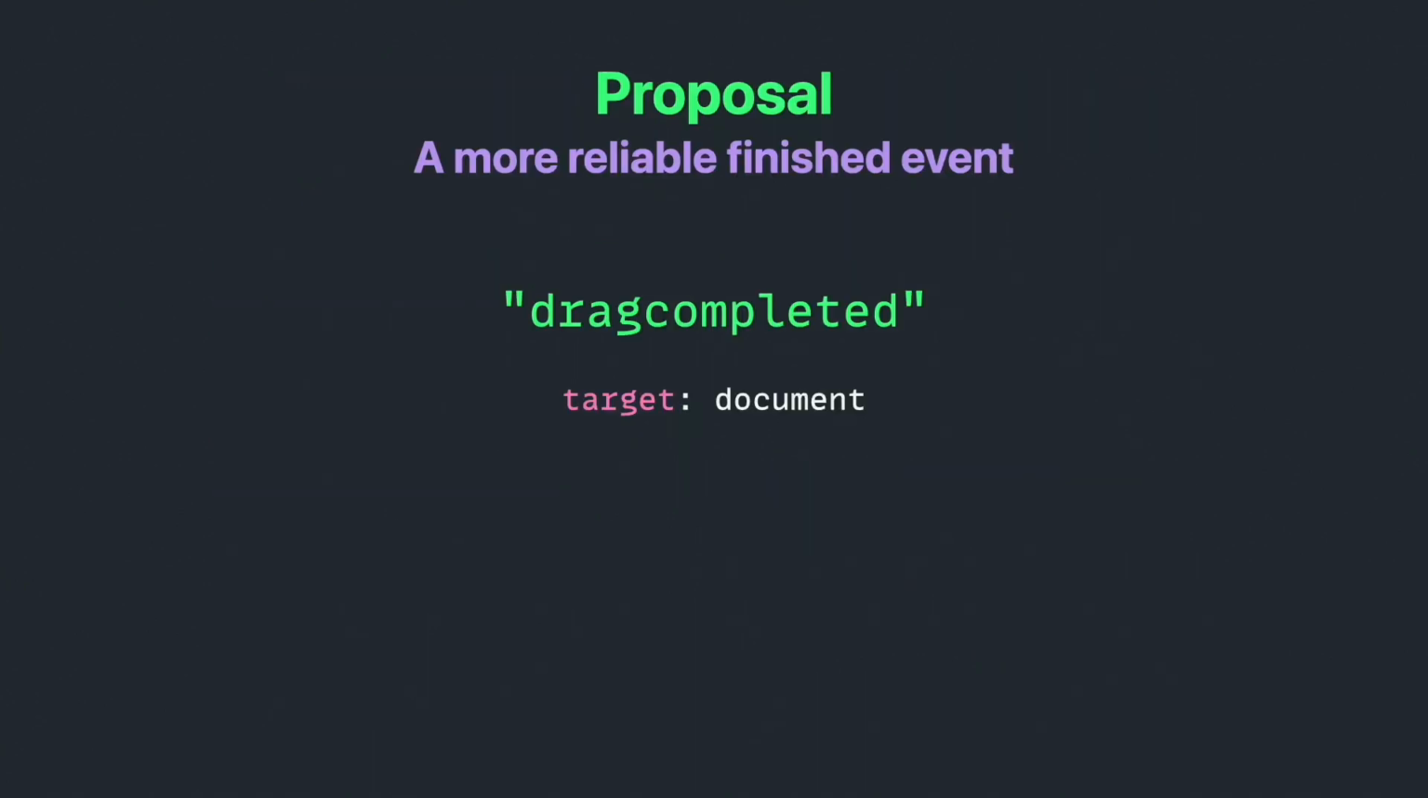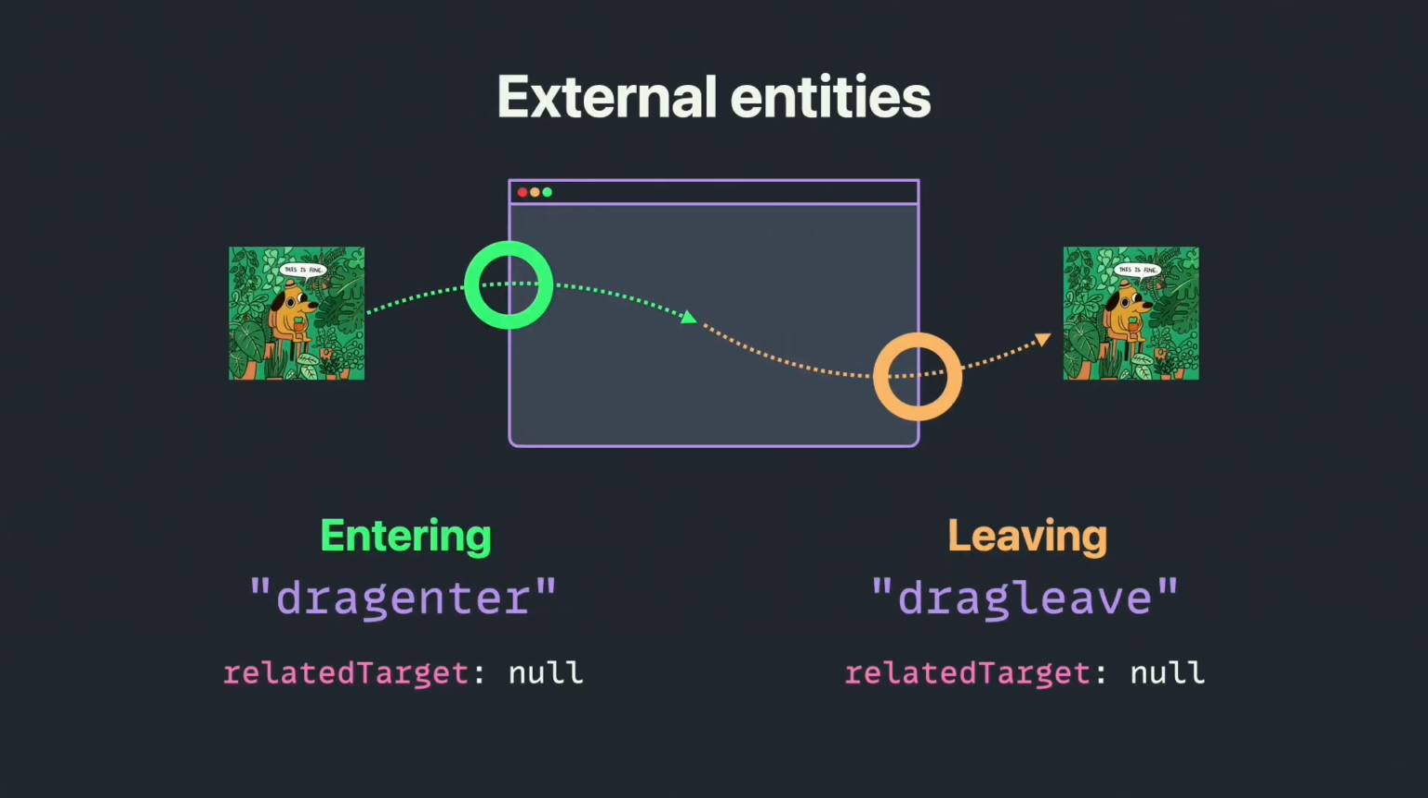So I'm proposing we add a new drag event called drag completed, which doesn't fire on the draggable element, because that can be unmounted validly during a drag. Can we please fire a new event called drag completed on the document? So we always know when a drag's finished, and we don't have to worry about an element always having to be there to know if the drag finishes.